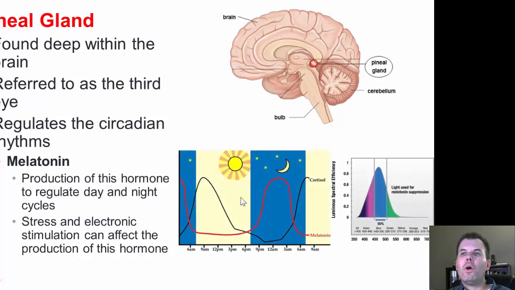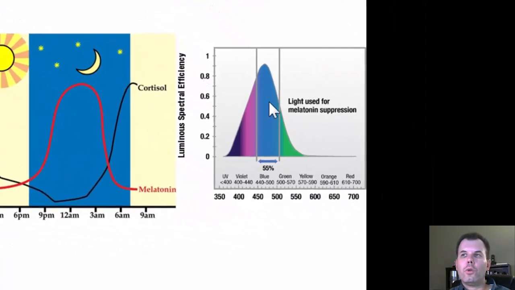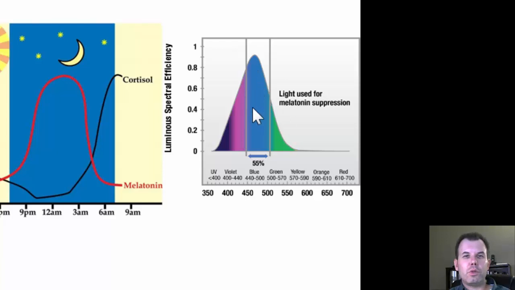Okay, and so again, what this does is it regulates the melatonin and cortisol. Cortisol is secreted to wake you up, and then it slowly goes down during the day, and at night, melatonin comes in so that you have a nice sleep. The problem is now a lot of these electronics that we use show this blue light, and you've heard this before, this blue light actually suppresses your ability to release melatonin.